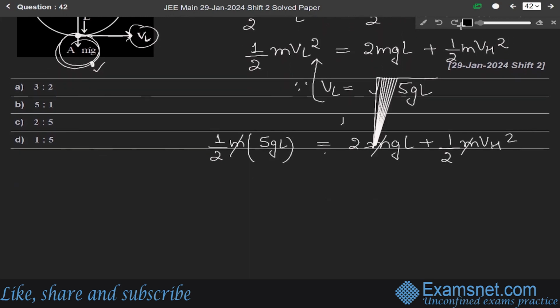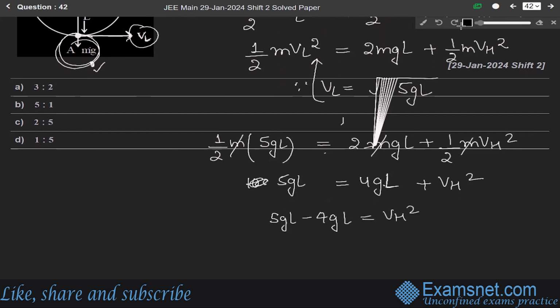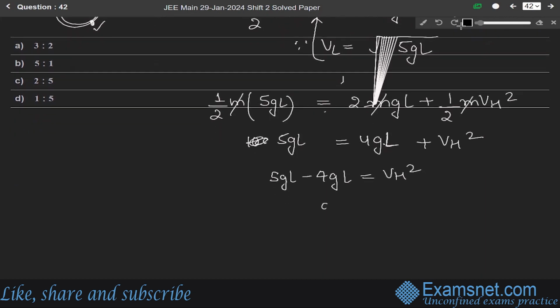Now multiplying the whole equation by 2, we get 5gl equals 4gl plus VH square. Okay. So 5gl minus 4gl is equal to VH square. So gl will be equal to VH square. So from this VH will be equal to under root of gl.